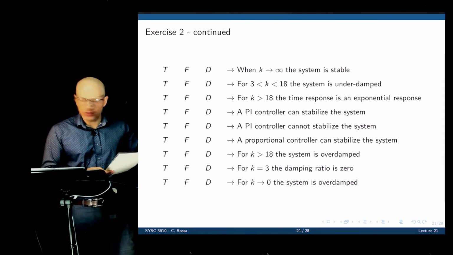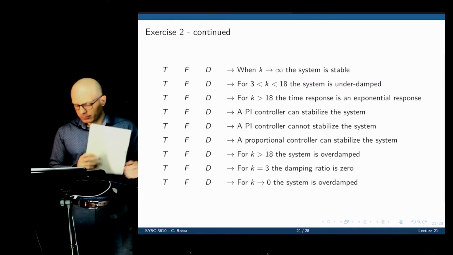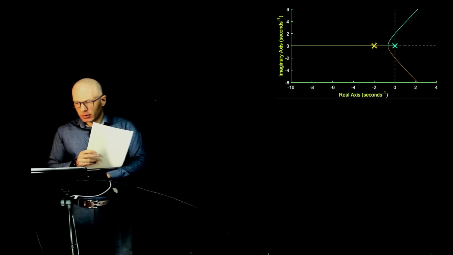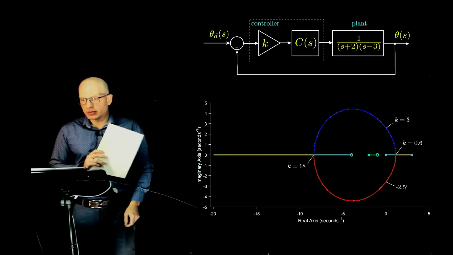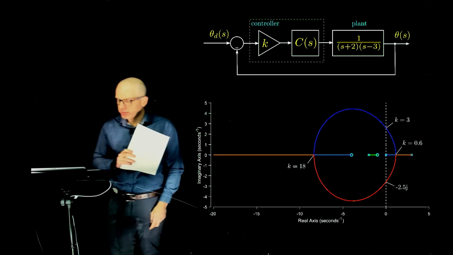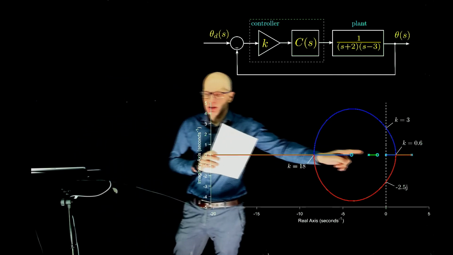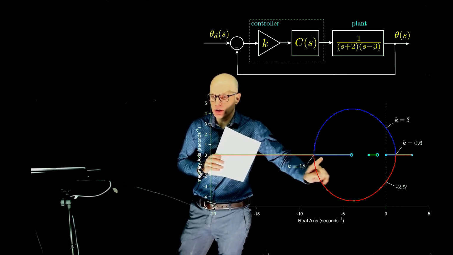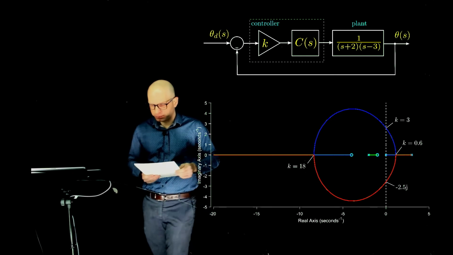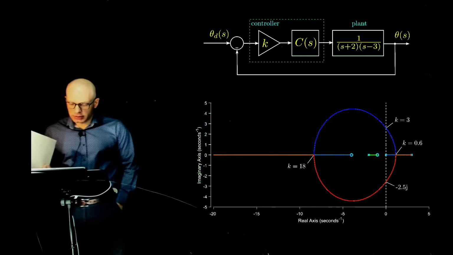It didn't go very well. Professor, have we done k bigger than 18? For k larger than 18, everything is overdamped. Yeah, for k larger than 18, this one is real. This pole here is also real. This one will be somewhere around here, and it is overdamped. So the statement says for k greater than 18, the system is overdamped.